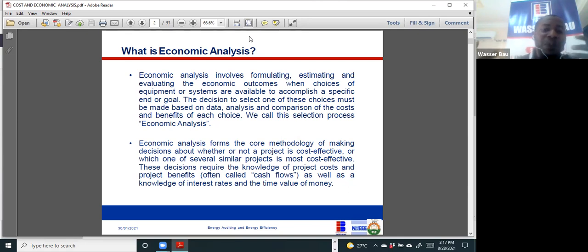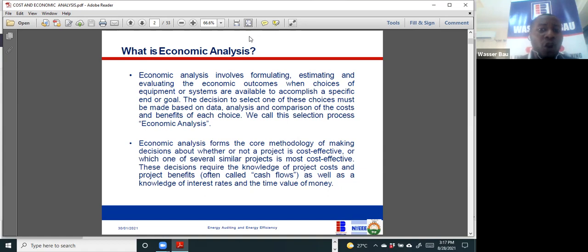So economic analysis simply means I have options, I have alternatives. How do I parameterize them? How do I say a 20-watt LED with 400 lumens is the same as a 100 watts incandescent bulb? So those are what we're talking about. When you have choices to make, then you can base your choice on their economic benefits.